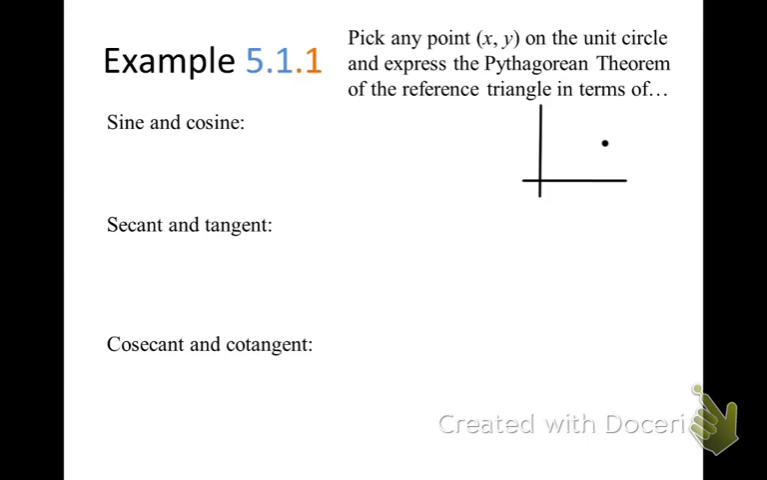Okay, it says to express the Pythagorean theorem of the reference triangle. So I need to draw the reference triangle of this. How do I do that? From the origin and the x-axis. Good. From the origin to the point, and then from the point, and very good, to the x-axis. And that's kind of the most important part, is that you do need to go to the x-axis, not the y-axis. All right?